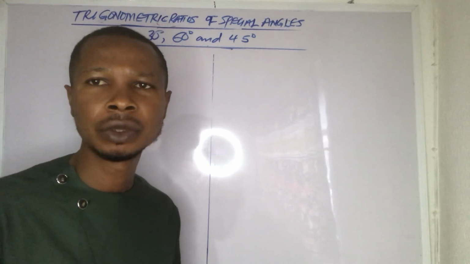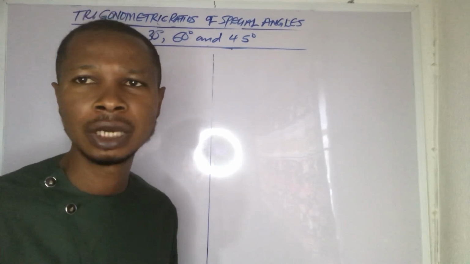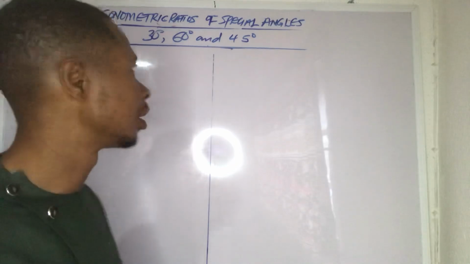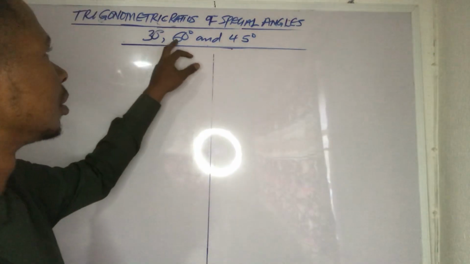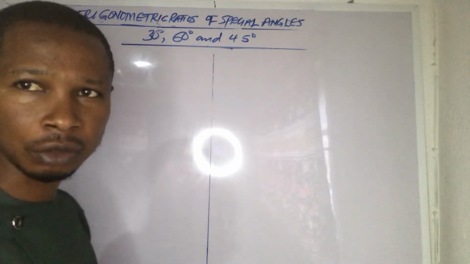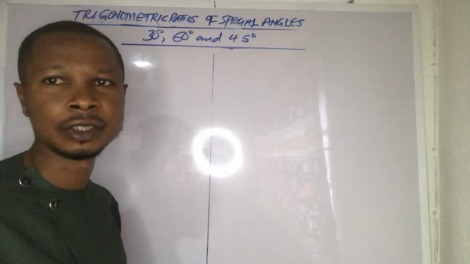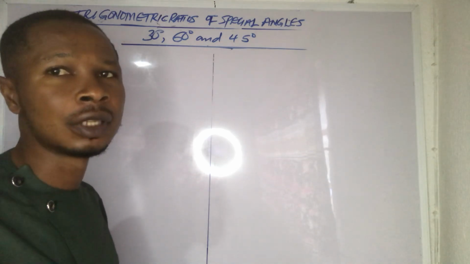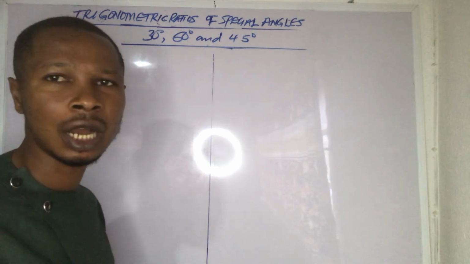In this class, we are looking at trigonometric ratios of special angles, and we are looking at angles 30, 60, and 45. Trigonometric ratios of special angles, angles 30, 60, and 45. Now, how do we arrive at the special angles?